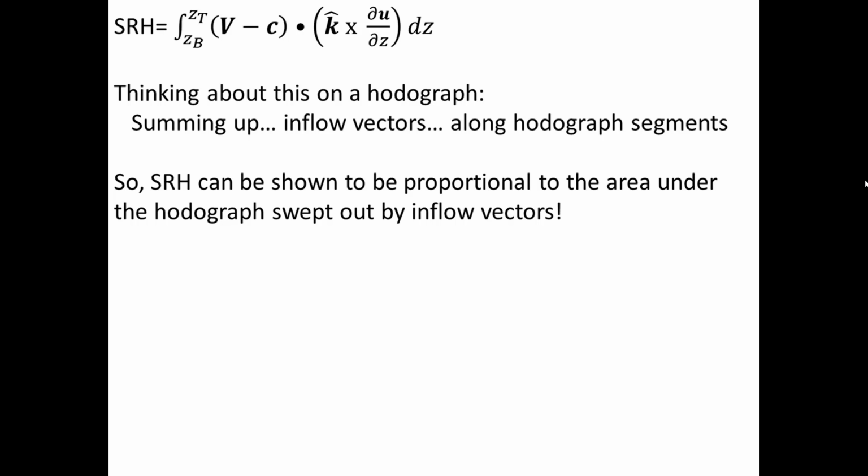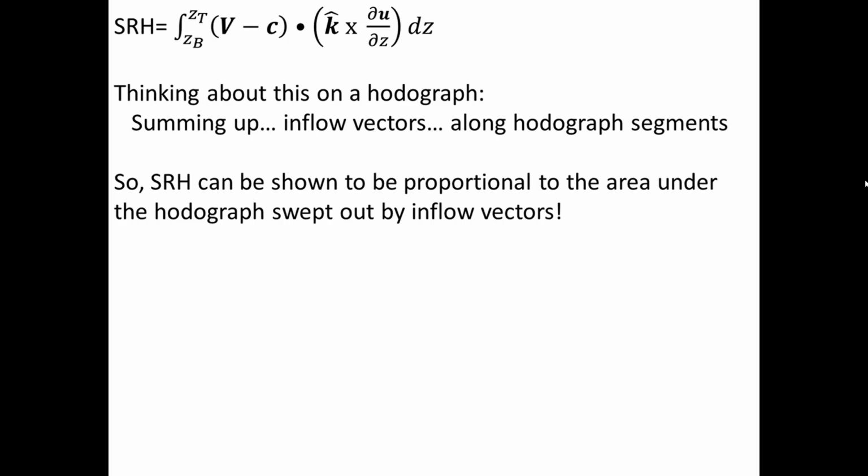Again, with the inflow vectors, we're taking the dot product between those and the horizontal vorticity vectors that are all pointing to the left of the hodograph. As we take that vertical integral, we are determining not only storm relative helicity, but we're considering that as an area approximation under the hodograph.